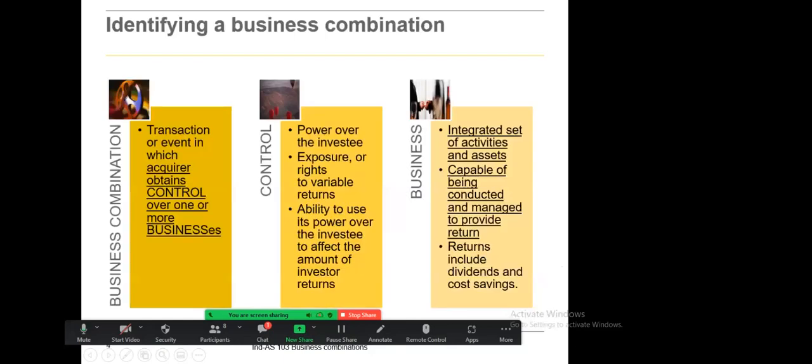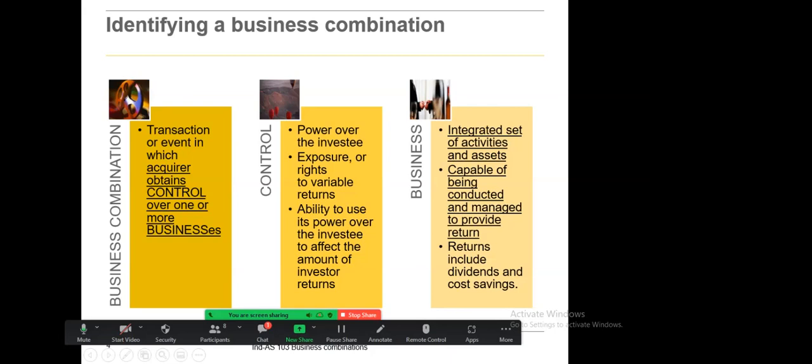How do we need to take care of business combination? A business combination is a transaction or an event in which the acquirer obtains control over one or more businesses. What do we mean by control? Control is basically defined under your standard IFRS 10, Ind AS 110. So what do we mean by control? Control is basically the power over the investee, or the exposure or rights to variable returns, and the ability to use its power over the investee to affect the amount of investor return.